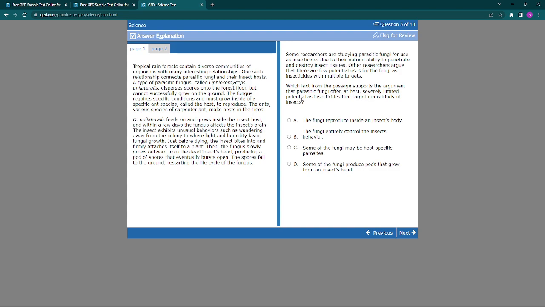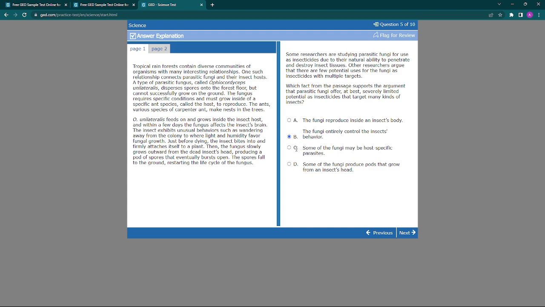Well, I can tell you right now, it relies on an ant host. Some of the fungi may be host-specific parasites. Some of the fungi produce pods that grow from an insect's head. The fungi entirely control the insect's behavior. The fungi reproduce inside an insect's body. So both A and C are relevant, but that's not why it would have limited potential. Well, first off, it doesn't target any other kind of insect except for an ant.